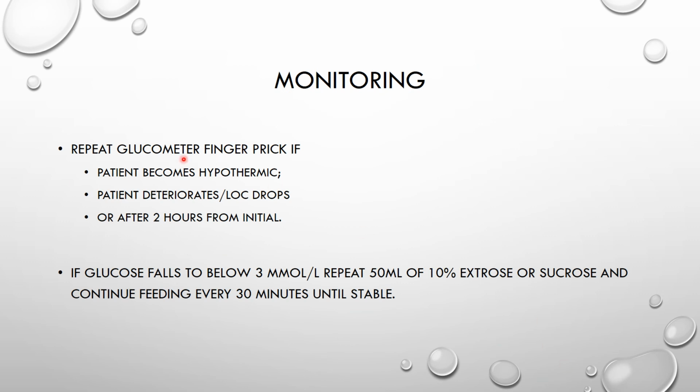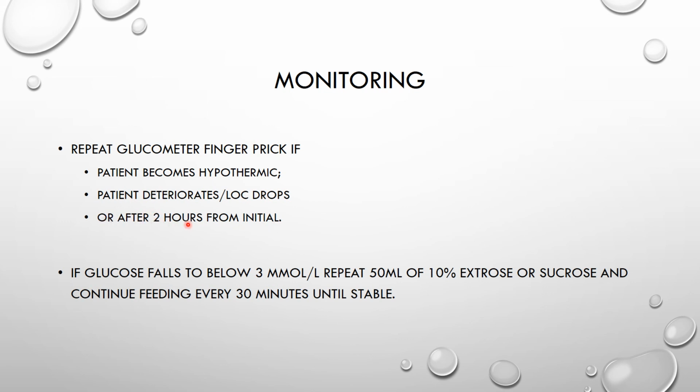Okay, we want to monitor this patient, so we repeat the glucometer, the finger prick, if the patient becomes hypothermic. So if the axillary temperature goes below 35, or the rectal temperature goes below 35.5, we have to repeat the glucometer. If the patient deteriorates or the level of consciousness drops, that is a sign of maybe worsening hypoglycemia, so we have to check the glucometer again. But if the patient is well and responding well to treatment, then we repeat the glucometer check 2 hours from the initial glucometer.